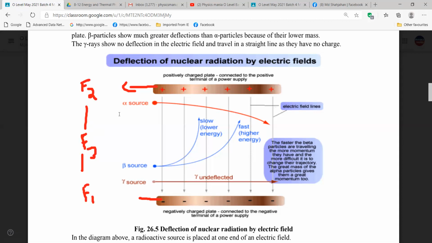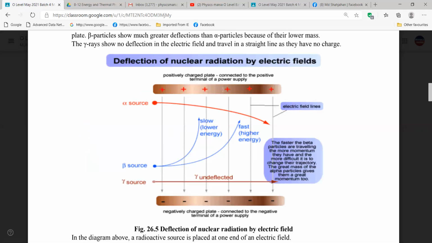Don't waste time. Alpha source has less deflection and beta has more deflection. Why? Because alpha has more mass and beta has less mass. Is it clear? Yes, sir. This one you have to remember, and this one you have to note down.